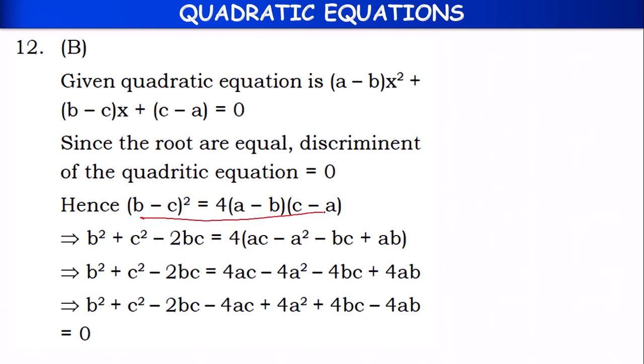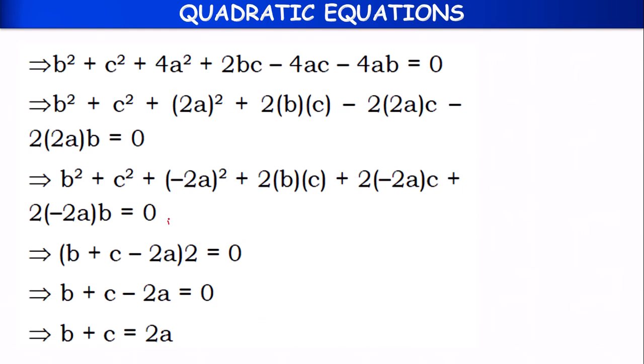So this is the discriminant value. If we expand, b square plus c square minus 2bc, 4 into a into c, 4ac. First they have multiplied this a into c ac, a into minus a square, b into c bc, b into minus a minus b into minus a plus ab. Again they have multiplied with 4. 4 into ac, 4a square, 4bc, 4ab, like that they have multiplied. Next, all terms they have taken on left hand side.